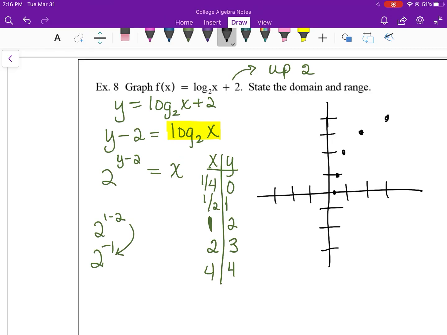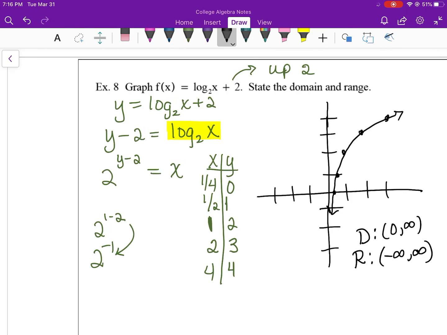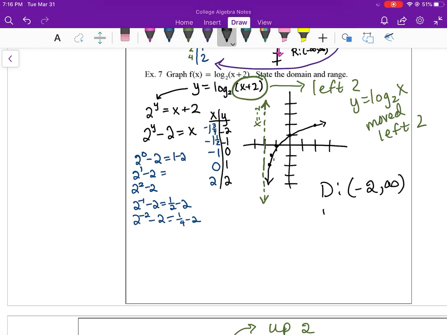Okay, so here's our graph. So you can see that everything's been shifted up 2. What's the domain? 0 to infinity. What's the range? All reals. And let's go back and catch that on the previous example. Our domain, -2 to infinity, and our range, all reals.